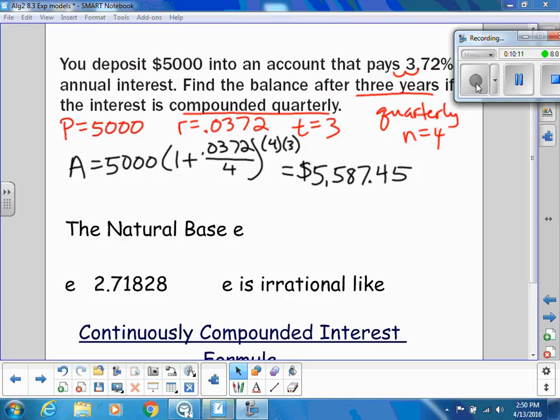So I got 5,587.45. So we've made $587.45 in those 3 years, just for leaving our money in that account. Okay, so that's the idea behind compound interest.